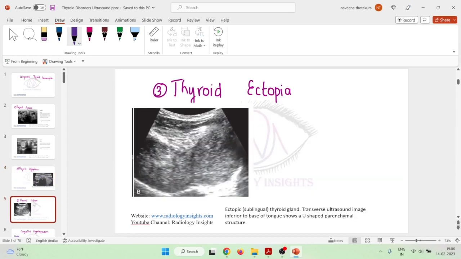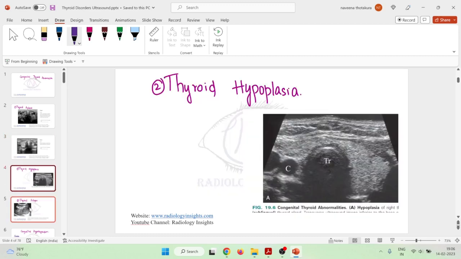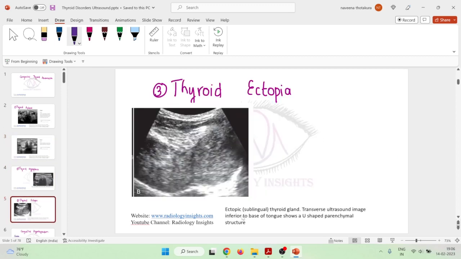Then we also have one more case, thyroid ectopia. In thyroid ectopia, which is also a congenital thyroid disorder, thyroid should normally be present in the neck, right? On either side of the trachea, we have two lobes of the thyroid gland and the isthmus resting over the trachea or thyroid cartilage. So if you see in thyroid ectopia, the thyroid gland, instead of being present in the neck, is present in the sublingual region, that is below the tongue. So even thyroid ectopia is a congenital thyroid abnormality.